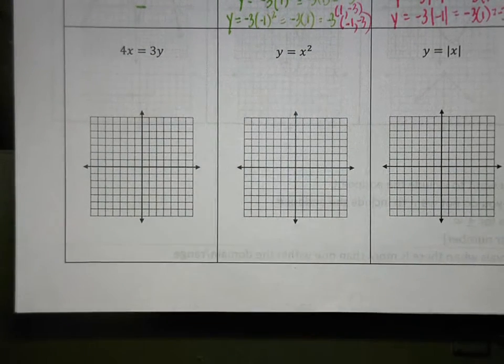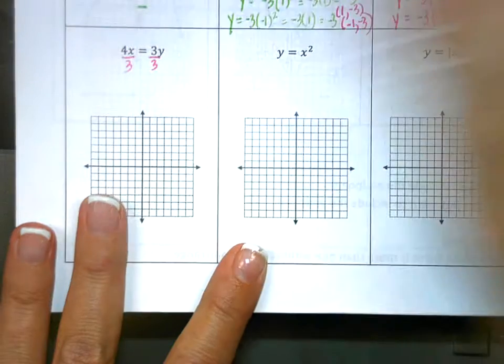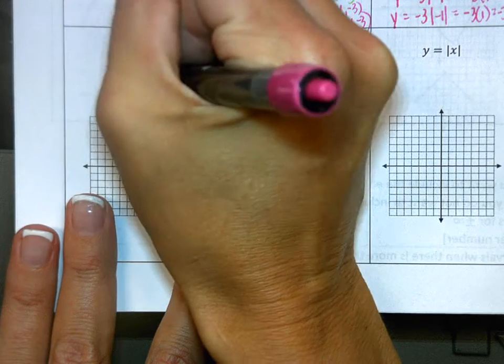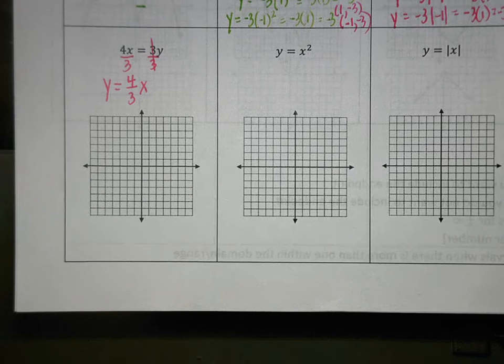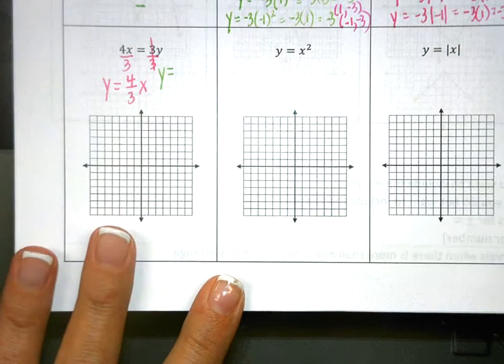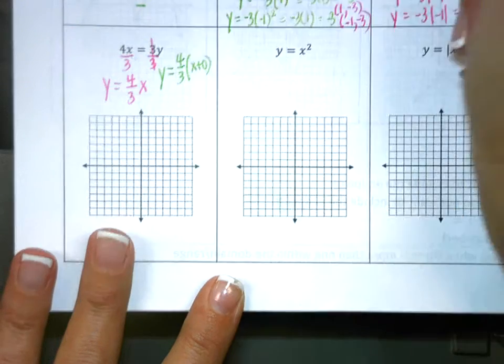Y is not by itself. What will I need to do in order to get y by itself? Good. So we're going to divide both sides by 3. And we get y equals 4/3 x. So I just flipped it around. You can flip equations if you're moving everything from the right to the left and everything from the left to the right. You can just rewrite it however you want to, as long as everything that's on one side stays together. We're going to rewrite this one with the zeros. Okay? And so that would be y equals what? 4/3 x plus 0 plus 0.